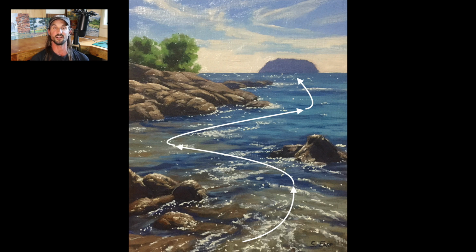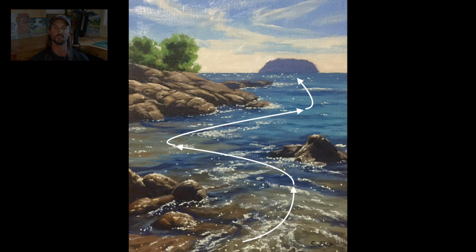So this is a really useful composition to use because it can really add rhythm and flow in your painting. So just adding things like a path, a road, a river, all really useful composition ideas.